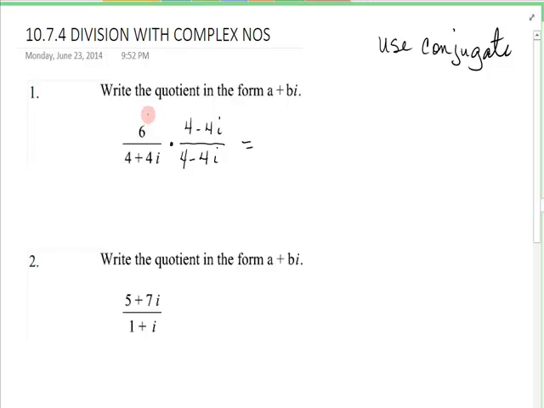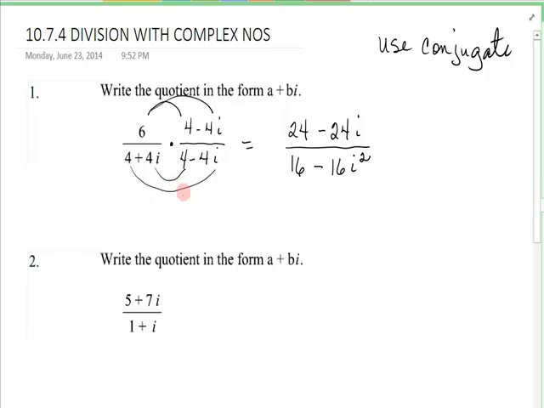All right, the numerator, distributive property. 6 times 4 is 24, and 6 times -4i is -24i. That's the numerator. The denominator, these are conjugates. The product of the first, 4 times 4 is 16. The outer product and the inner product will cancel, so we don't even have to look at them. The product of the last, 4i times -4i, is -16i squared.